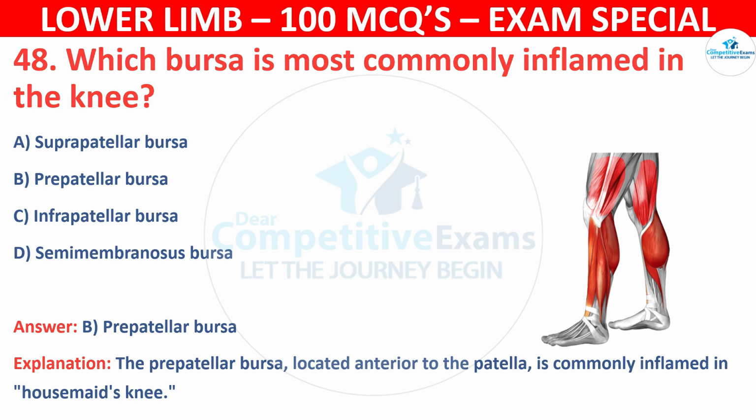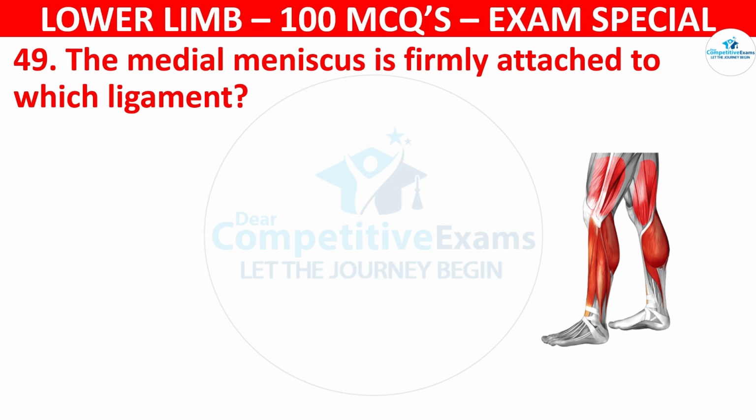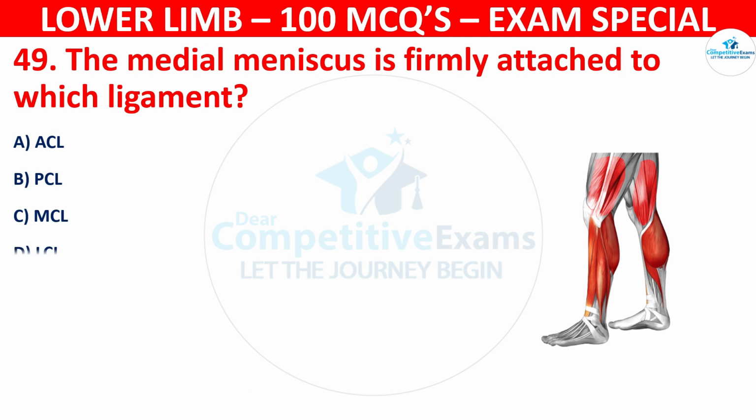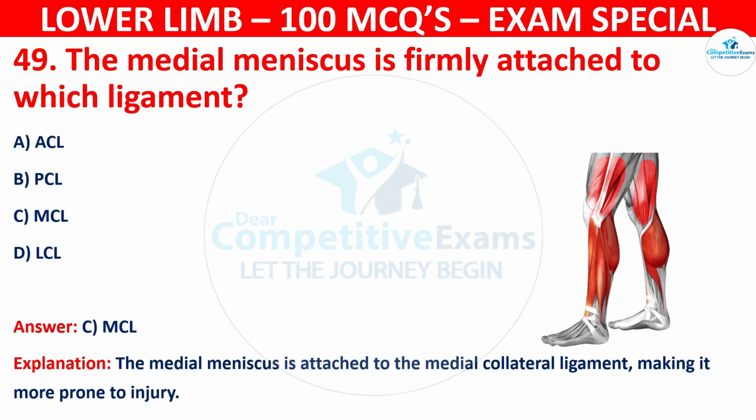Question number 49. The medial meniscus is firmly attached to which ligament? Your options are ACL, PCL, MCL or LCL. The correct answer is C, that is MCL. The medial meniscus is attached to the medial collateral ligament, making it more prone to injury.